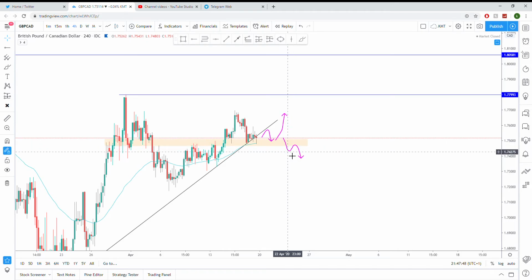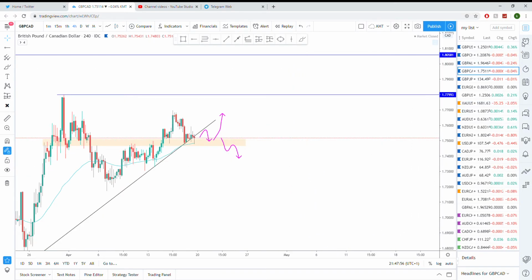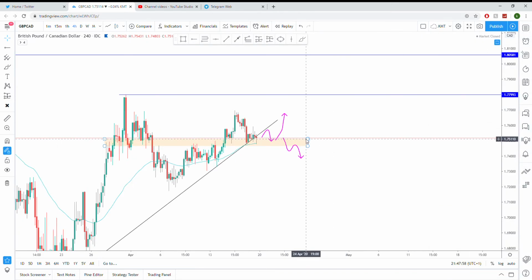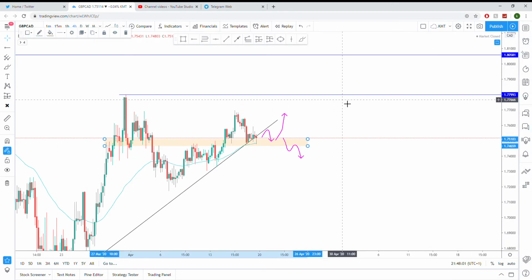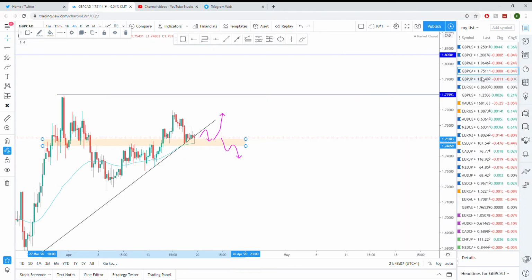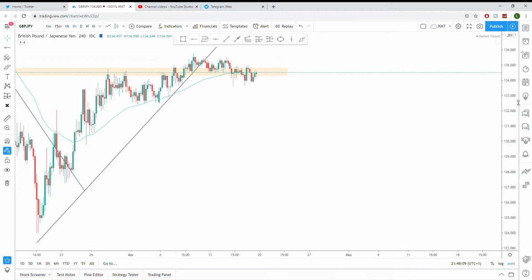So again, same here, but reversed over. So push to the downside, the pullback, and bearish momentum to the downside. So just keep an eye out on that zone. And this zone is between 1.75103 to 1.74659.